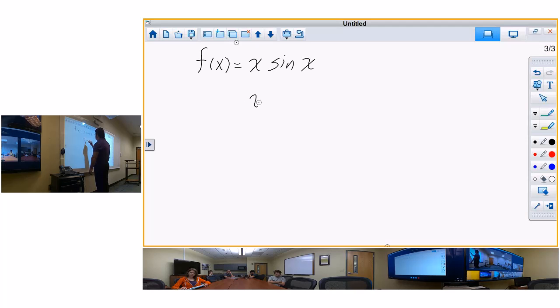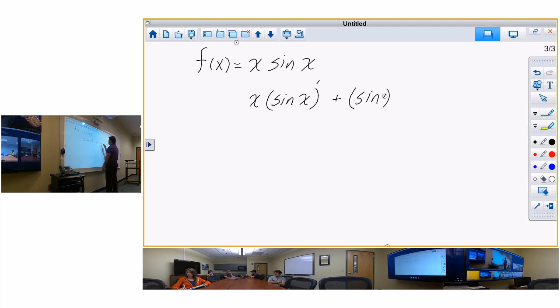X, first, times the derivative of the second, plus the second times the derivative of the first, and that's going to be x times sine of x. I'm sorry, cosine of x.